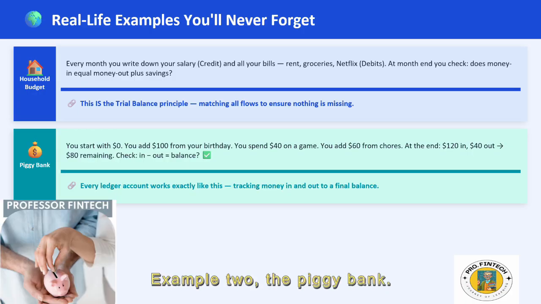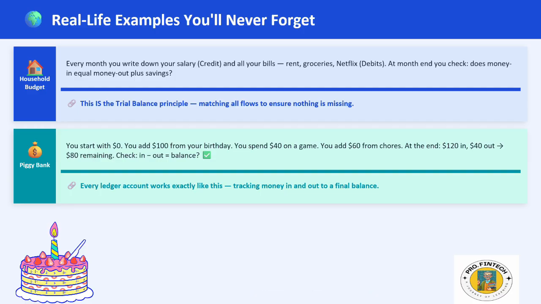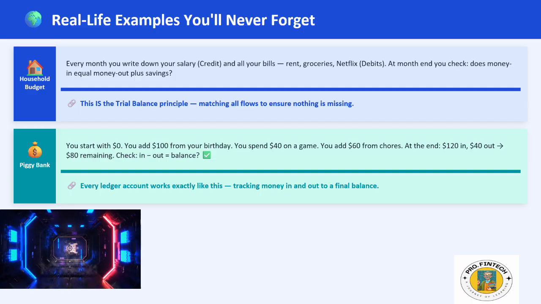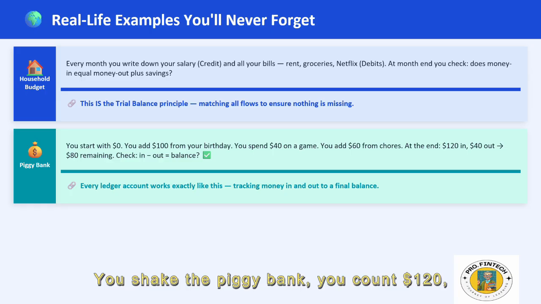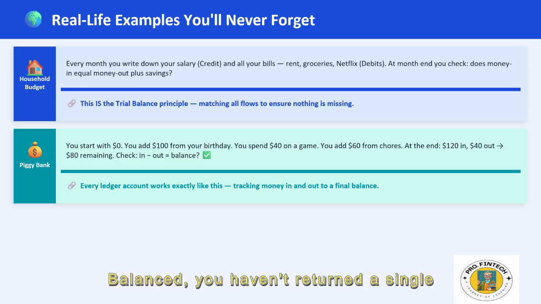Example 2, the piggy bank. You start with an empty piggy bank, $0, right? $100 goes in for your birthday. $40 comes out for a new game. $60 goes in from doing chores, right? At the end, $160 in total. $40 out, so $120 should remain. You shake the piggy bank, you count $120. It matches. Balanced. You haven't written a single journal entry. Your ledger accounts work identically. Every account has money flowing in and out and a final balance that tells you exactly where things stand.